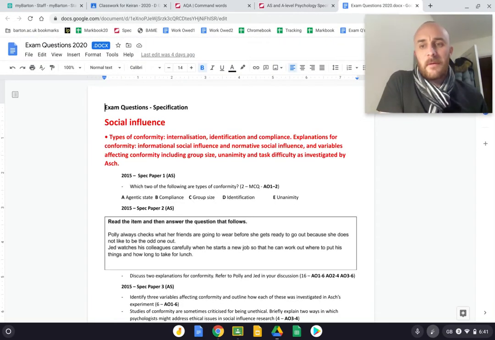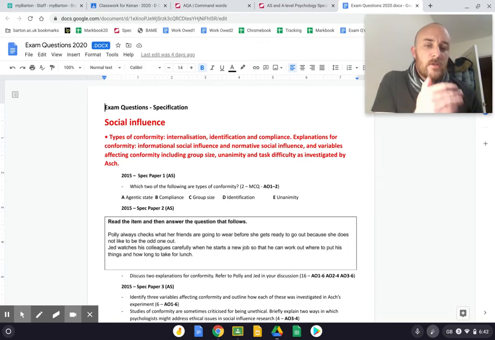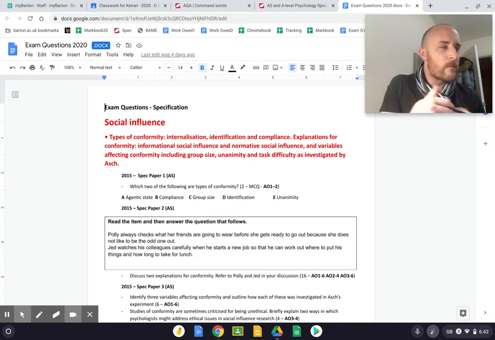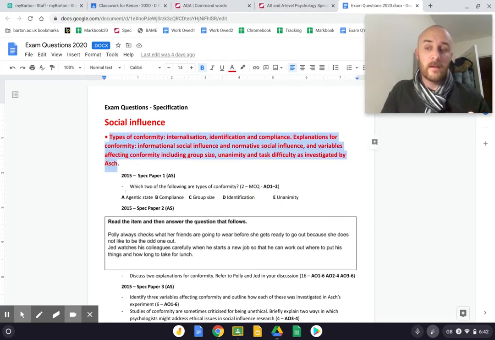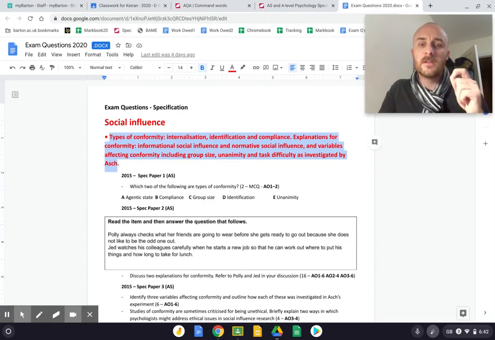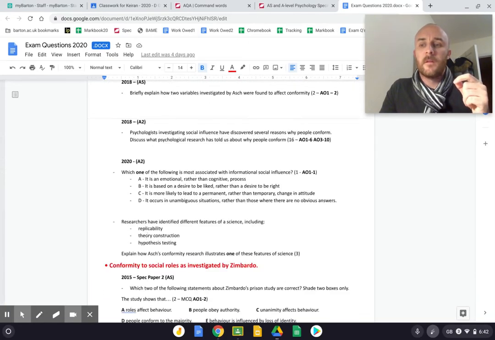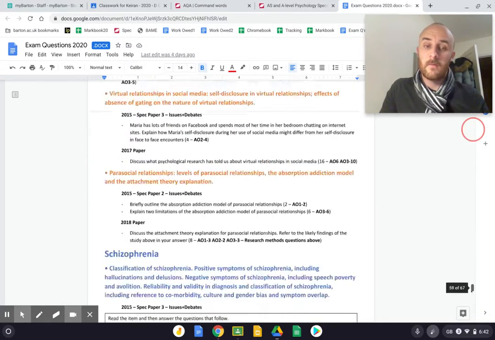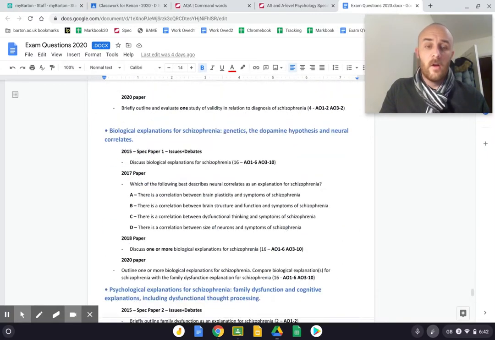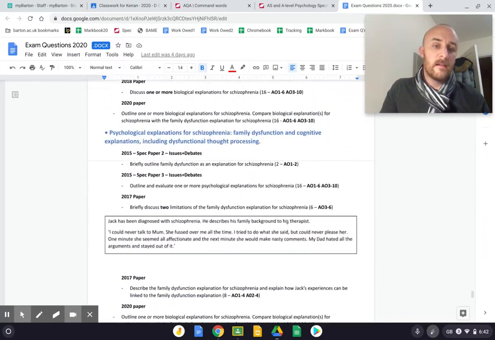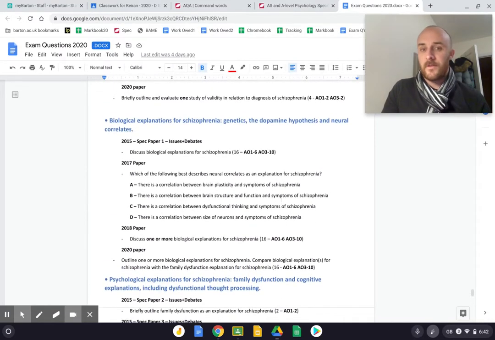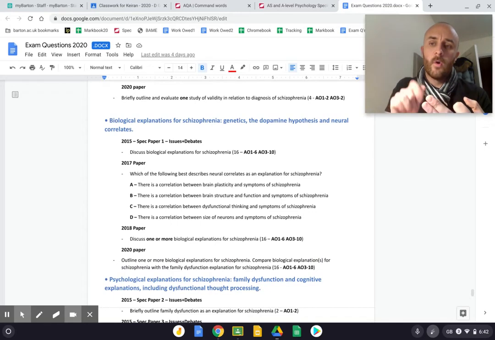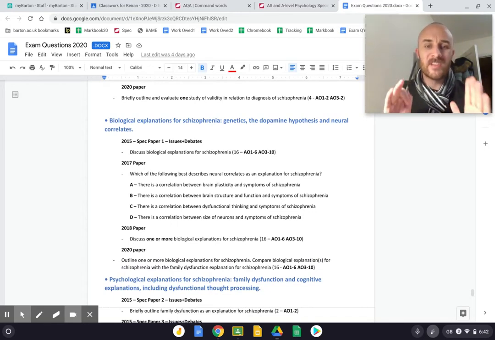The only other thing I would say about AO1 is you need to know specialist terminology for every single bullet point. You need to know really good specialist terminology, i.e. things that aren't necessarily in your bullet point, but can only be used in that spec, for example. If I were to go to a random one that the year twos may have done recently, if I go all the way down to the bottom and go to schizophrenia, let's say biological explanations, you've got genetics, dopamine hypothesis, neural correlates. What terms can you only use in that bullet point?